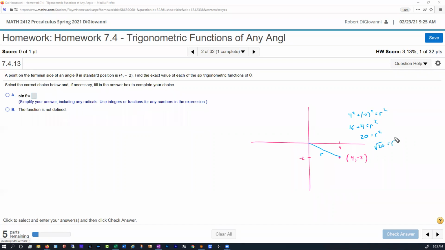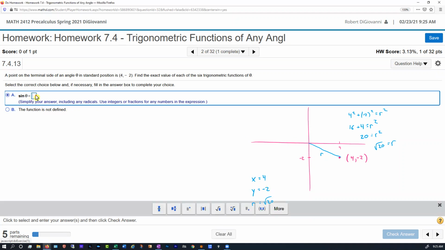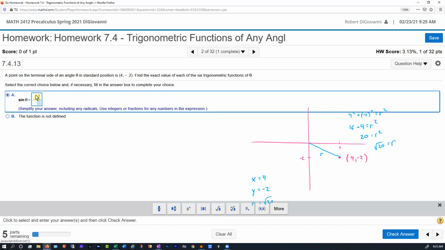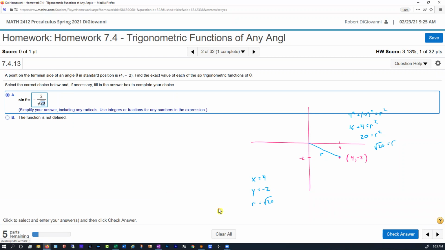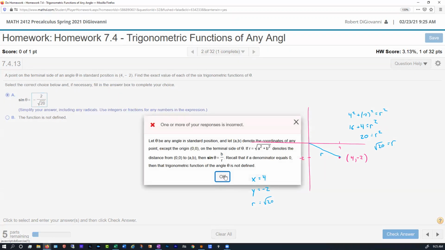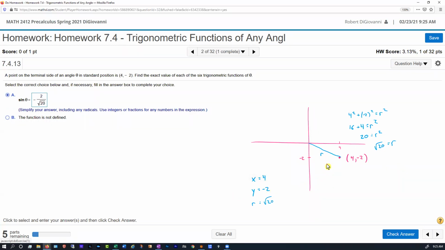And now we just use the fact that we know what x is. x is 4. We know y is -2. We know r is root 20. And then we use the definitions of the trig functions. So sine will always be the y coordinate, -2 divided by the r, the radius. We covered that in class. Hold on. Sine is y over the radius.